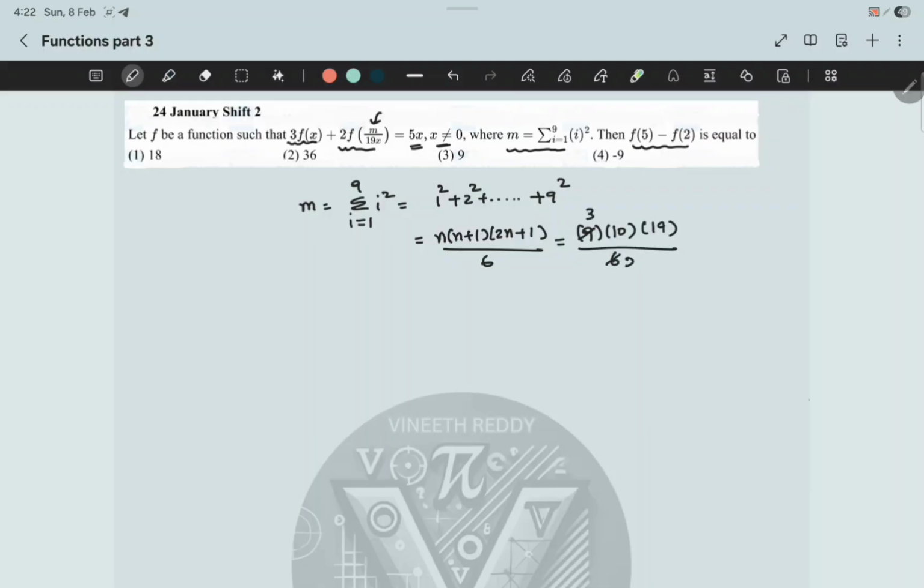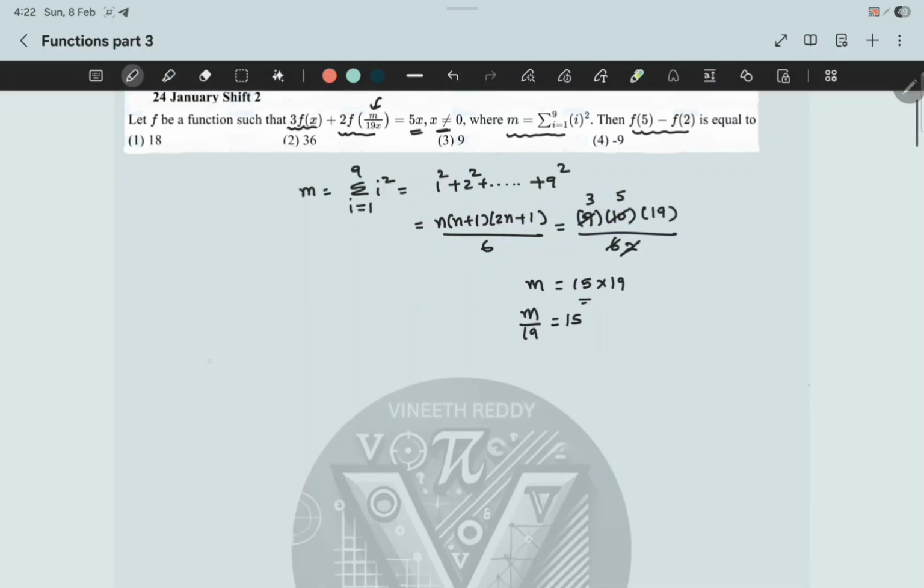So 3 times 3, 3 times 2 and I think 2 times 5. So we get 15 into 19. Yeah, I don't think we need to calculate this value because we need m by 19. So m by 19 should be equals to 15. So ultimately we have 3 times f of x plus 2 times f of m by 19 should be 15 divided by x is equals to 5x.